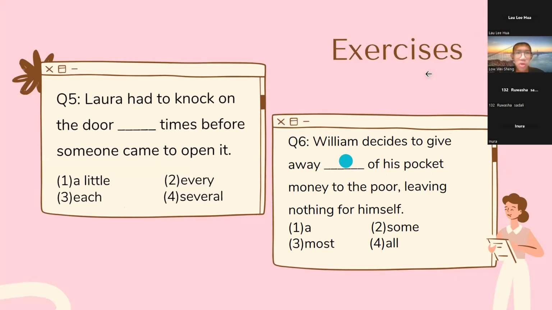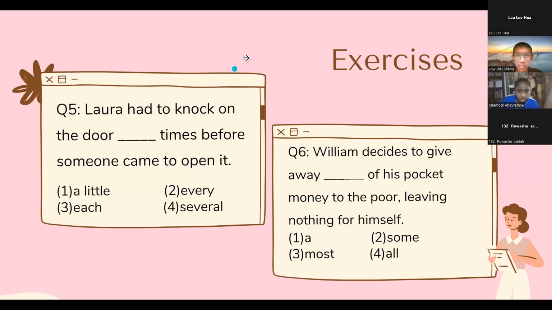All right. Question 5. Laura had to knock on the door times before someone came to open it. The answer is several times. Several times. Any other answers? It's fine to be wrong. If you think you have an answer that's different from everyone else, but you think it's correct, just feel free to say it. We all make mistakes and we all learn from them. And I can explain to you why it's wrong. But judging from so no more answers, everyone said several.